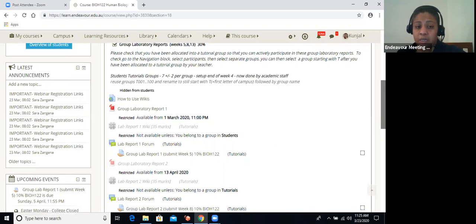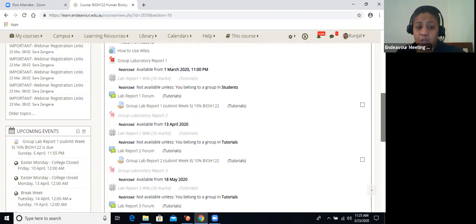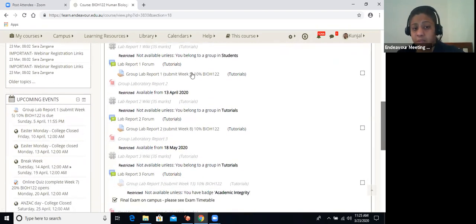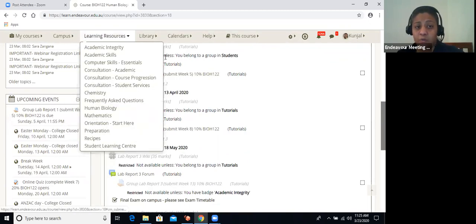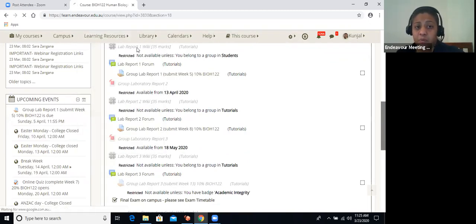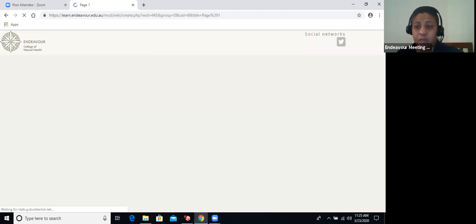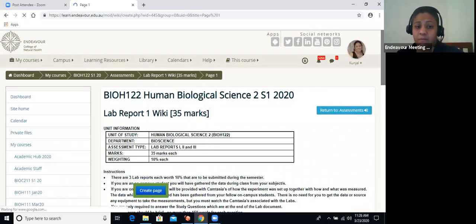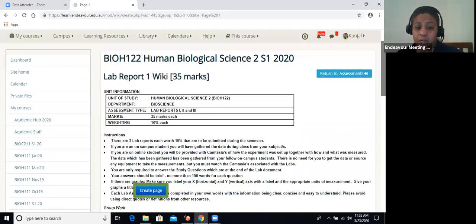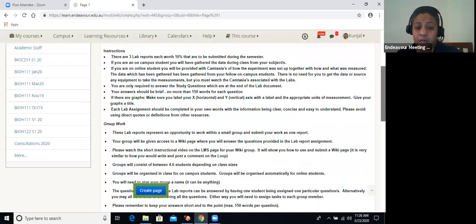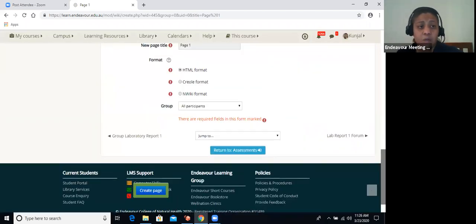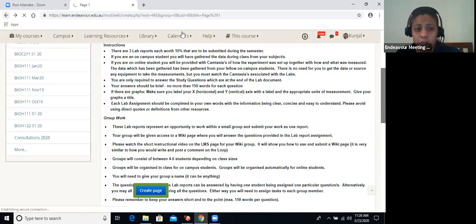Once you have created your wiki, you will then be able to post the messages. For example, if you go here, this is the lab report 1 wiki. Now I have not created a wiki for myself, but I'm just showing you what it would look like. So this is where you actually submit your wiki.